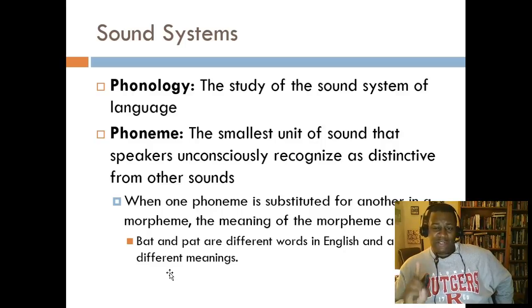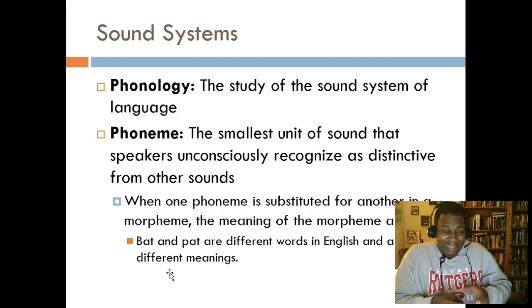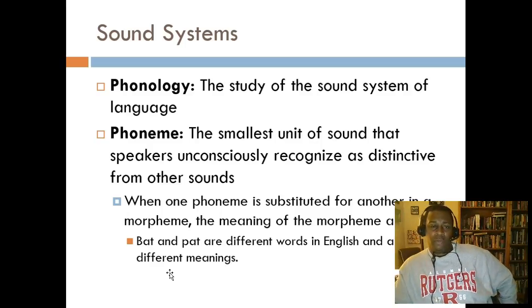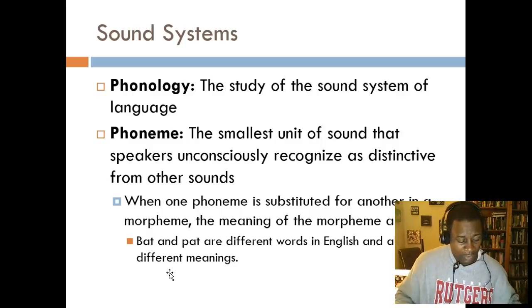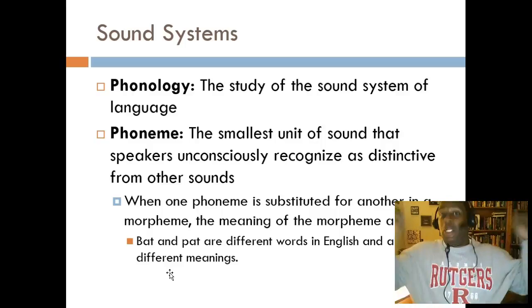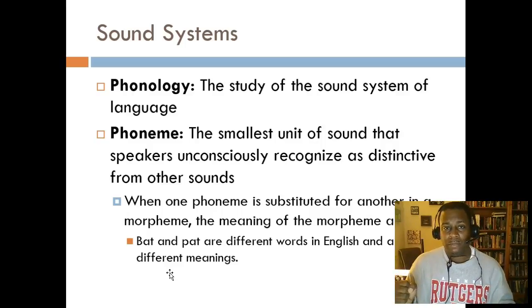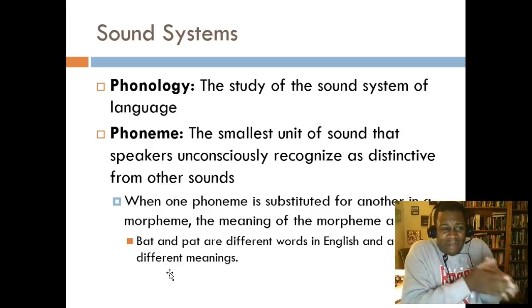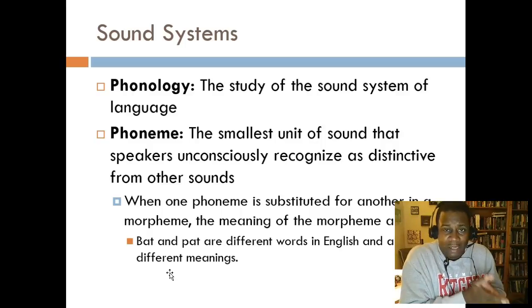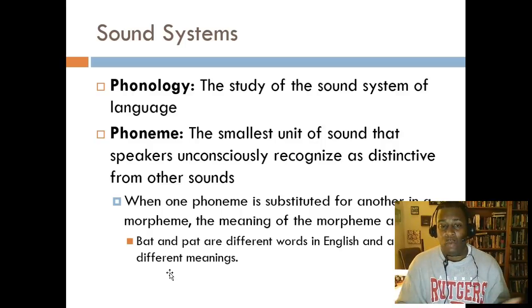When one phoneme is substituted for another in a morpheme, which is a collection of sounds that we often refer to as words, the meaning of the morpheme alters. So for example, if I take the word jump, I mentioned jumped earlier, and I changed the J with a P, so instead of jump, I got pump. Well, I changed that phoneme at the beginning of J-U-M-P. I switched out J for P, and it changed the meaning of the word.